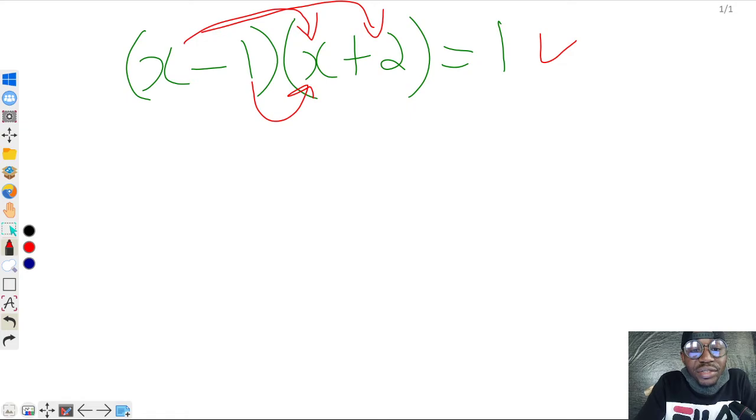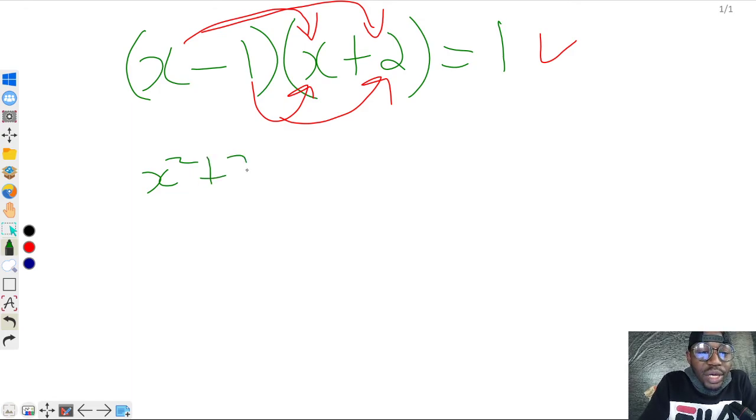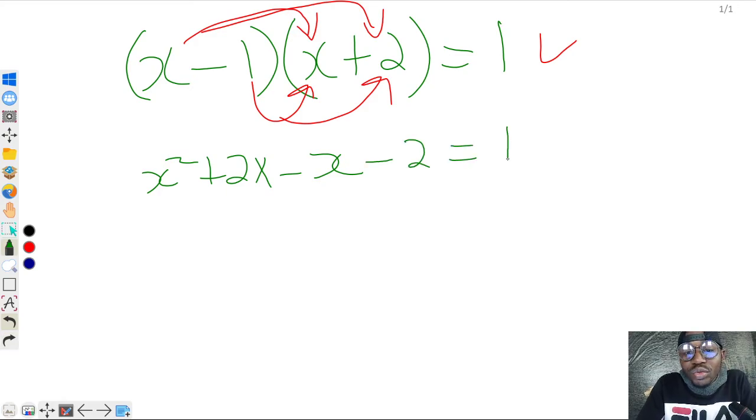All right, just distribute inside the brackets, and let's write down what we get. x times x, x squared, and x times the 2, we get 2x. Okay, we are done with the x. Let's come to the -1. -1 times x, we get -x. -1 times +2, sorry, we get a -2 is equal to 1. So we are going to arrange everything into a perfect order. That is the standard form of a quadratic equation. Remember, this is a quadratic equation.